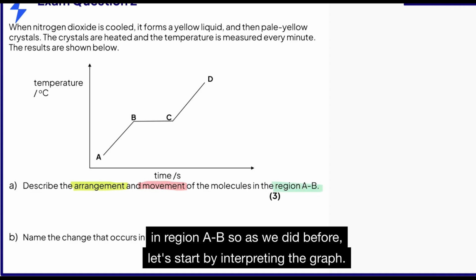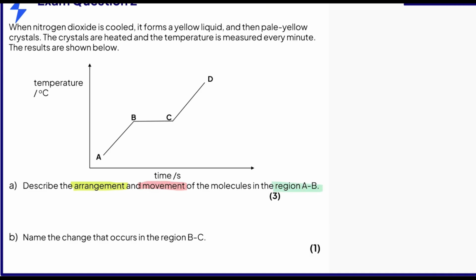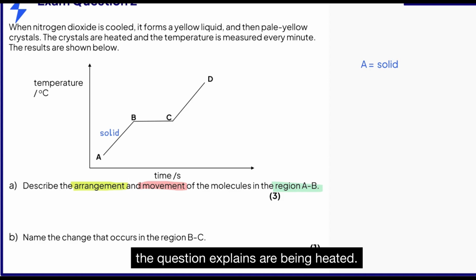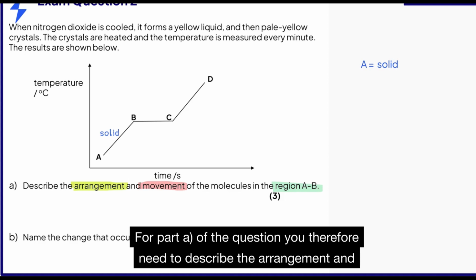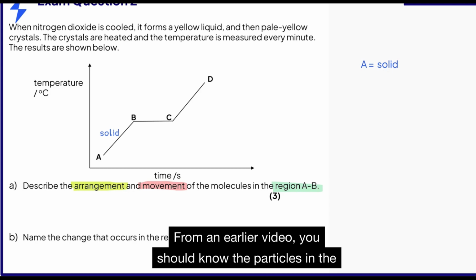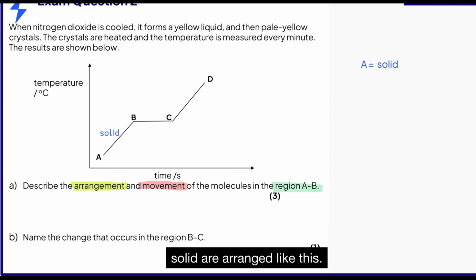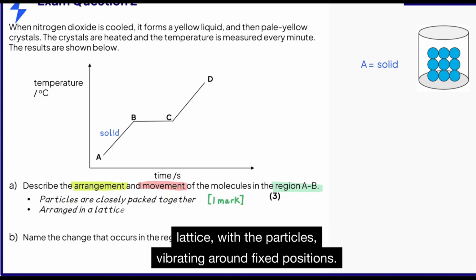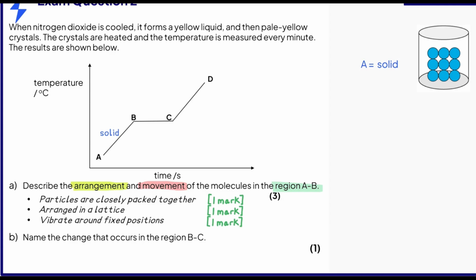So as we did before, let's start by interpreting the graph. Section A of the graph will represent the solid, as nitrogen dioxide crystals, as the question explains, are being heated. For part A of the question, you therefore need to describe the arrangement and movement of particles in the solid. From an earlier video, you should know that particles in the solid are arranged like this. The particles are closely packed together and arranged in a lattice, with the particles vibrating around fixed positions. This answer will score you 3 marks.